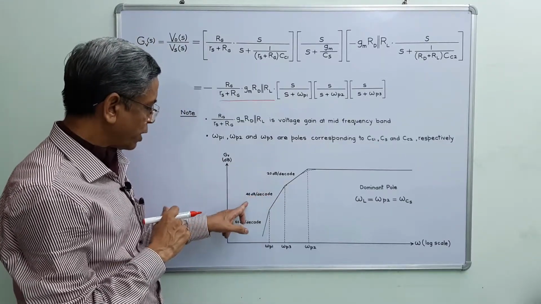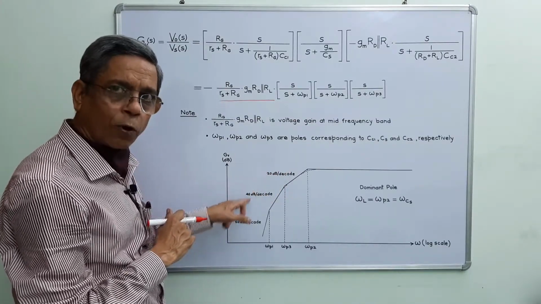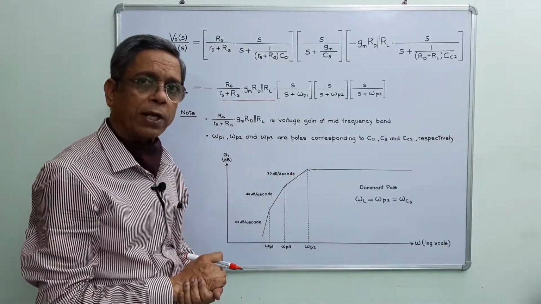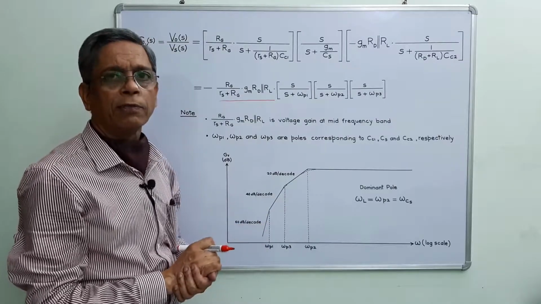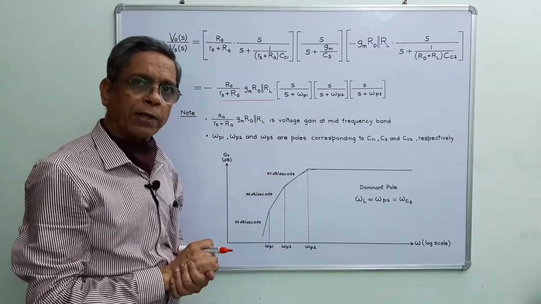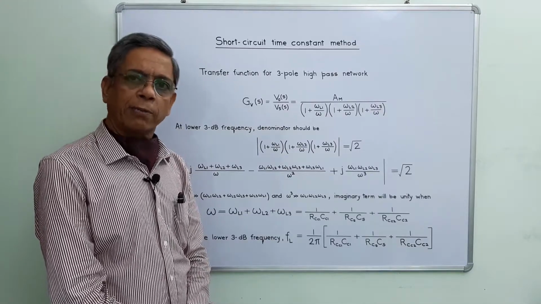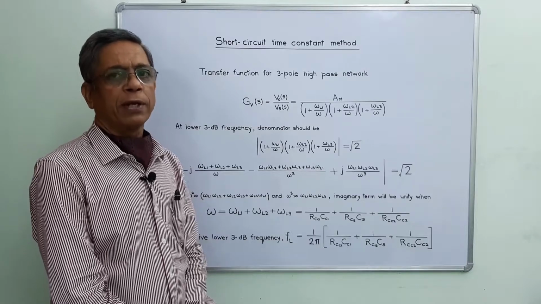This is 20, this is 40, this is 60 dB. This is a successive increment in the slope. And this is all about S-domain analysis for the determination of these pole frequencies for the common source amplifier. We have used S-domain analysis for the determination of pole frequencies for the common source amplifier at low frequency band.